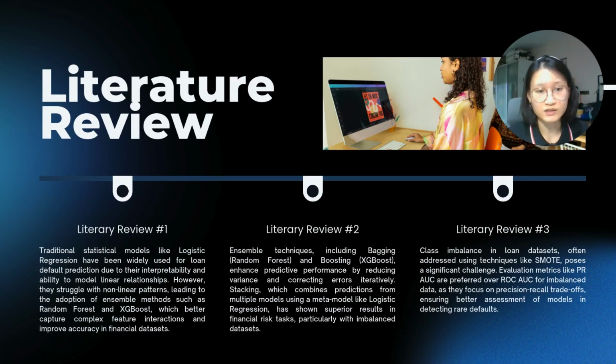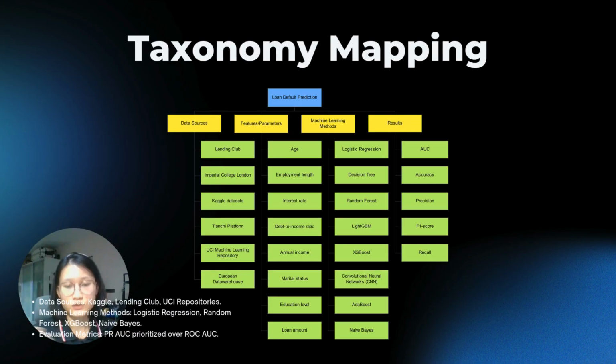for detecting rare defaults. So this is our taxonomy mapping where we have summarized the most common terms across the 20 academic papers that we have read through. So this ranges from the data, the machine learning algorithms, the features, and also the evaluation metrics that are more commonly used.